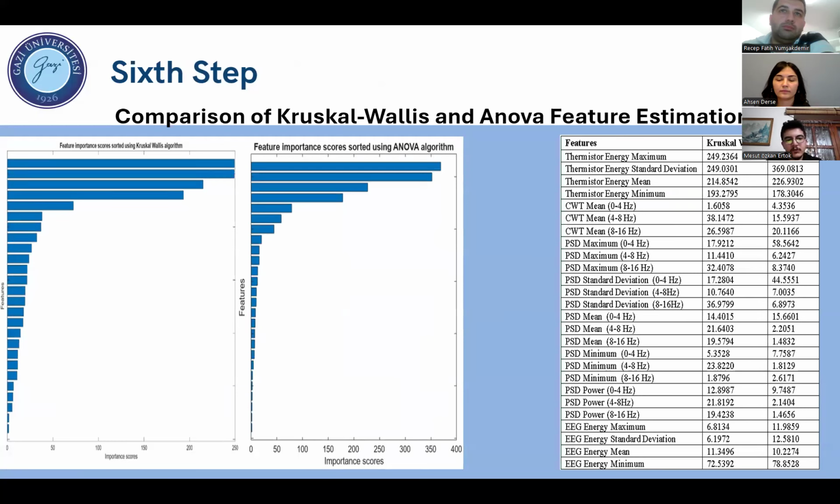Using the Kruskal-Wallis and ANOVA methods is crucial for determining the effectiveness of different features. The calculations performed in this study reveal that these two methods commonly identified thermistor sensor data as the most effective features.